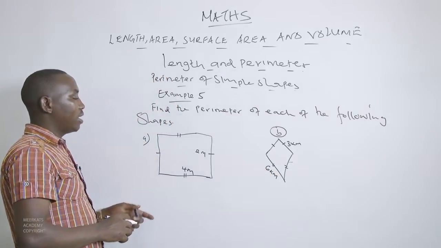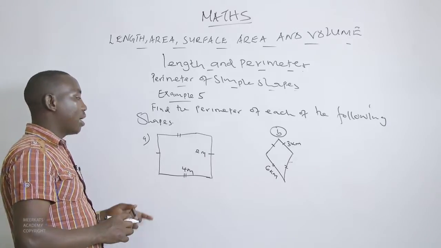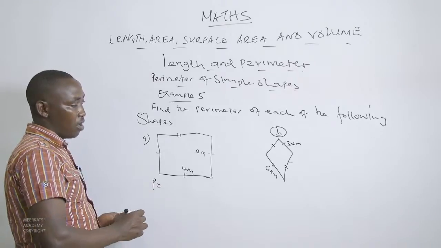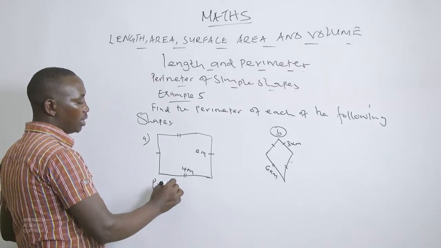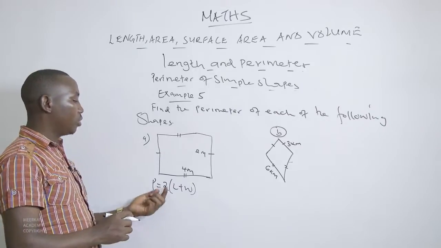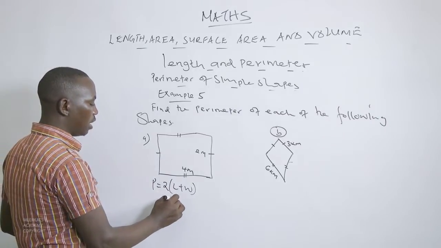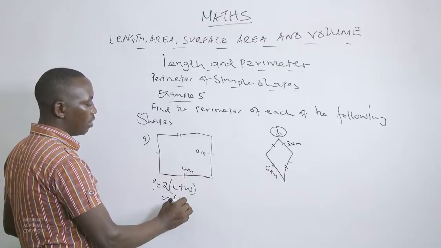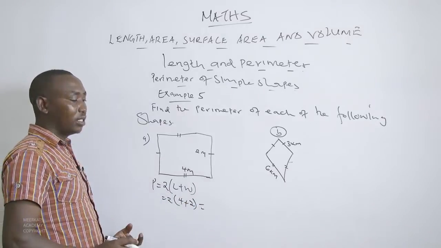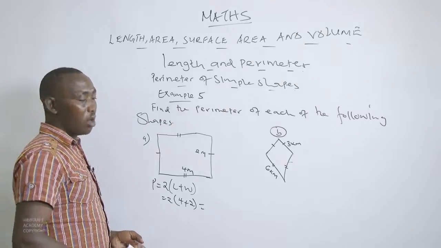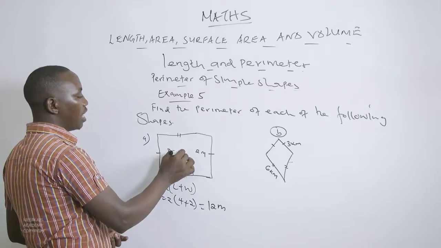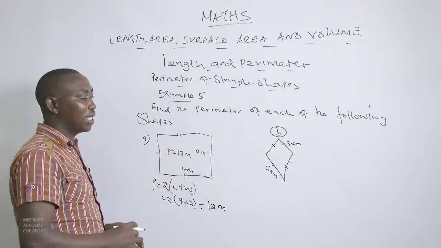So if you want to find the perimeter of this first figure, because it's a rectangle, we say it's normally given by twice the sum of the length and the width, which will be 2 into, the length is 4, the width is 2. 4 plus 2 is 6. 6 multiplied by 2 will give us 12 meters. So the perimeter of this figure is 12 meters.